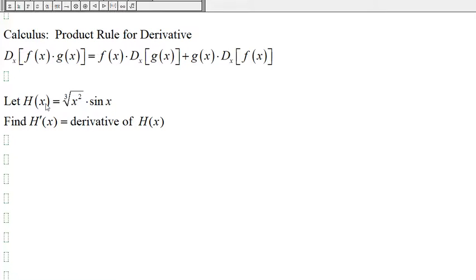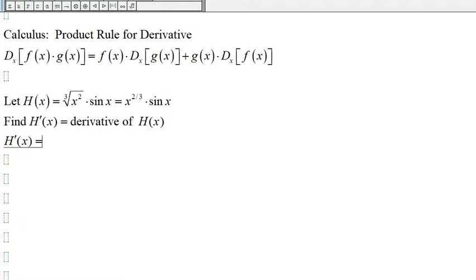Here we have the function h of x is the third root of x squared times sine of x, and we want the derivative. So again, we'll use the product rule. First, let's go ahead and rewrite this. This is the same as x to the 2/3, and then times sine of x. So third root of x squared, same as x to the 2/3.